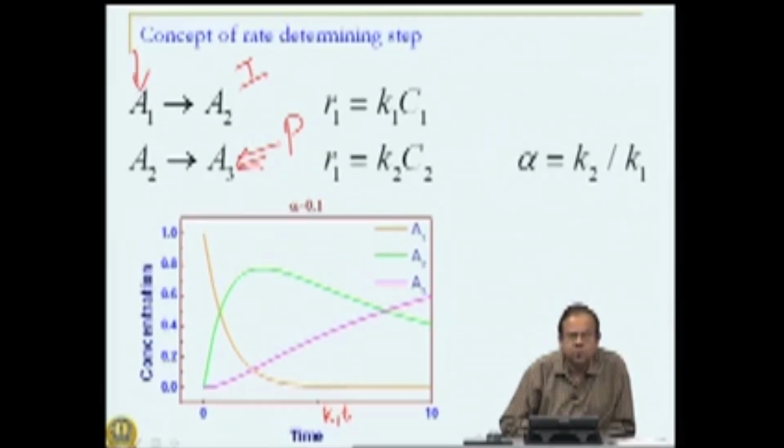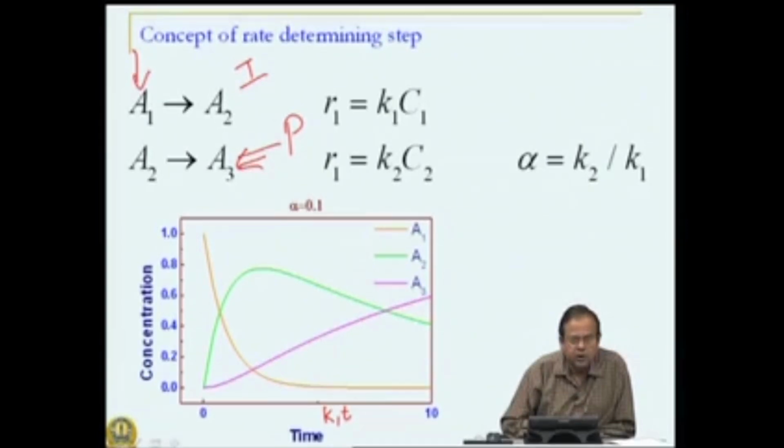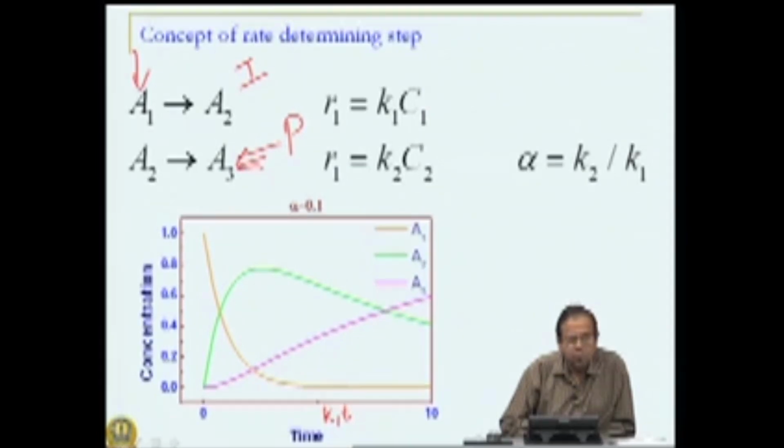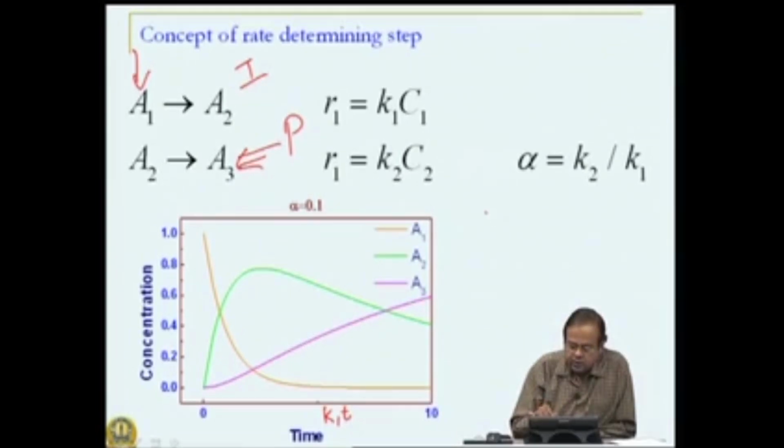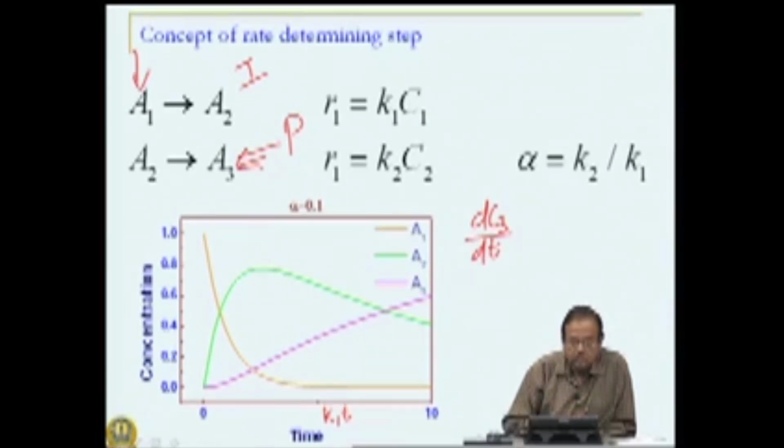Recall, we said that complex reactions start from reactants, end up in products, but there are a lot of intermediates in between. So, now let us treat A2 as an intermediate, and we are now interested in looking at what is the rate of formation of this product. What is the rate of formation of this product? So, we are looking at dC3 dt. Since it is a batch reactor, that directly tells me the rate of formation of this product.